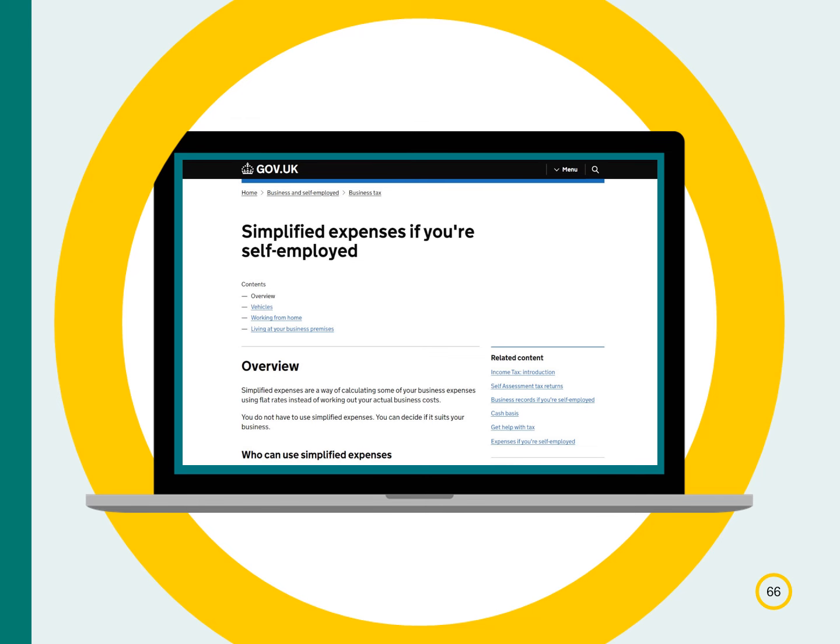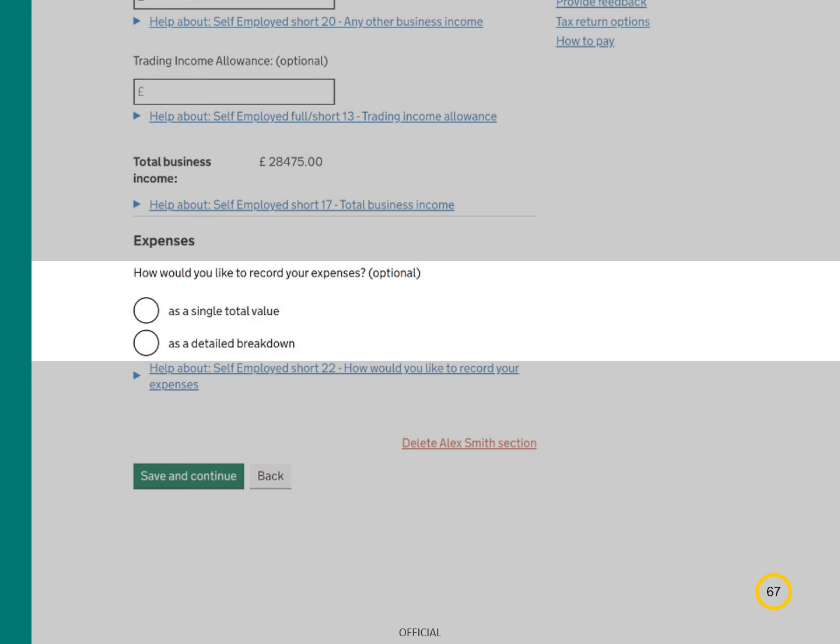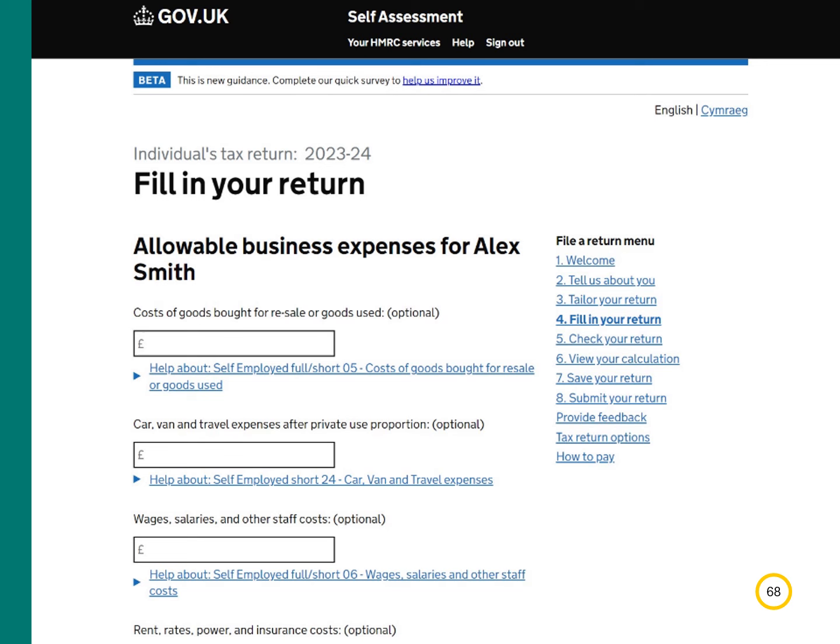We'll now look at entering expenses on the tax return. When your annual turnover is below £85,000, you can choose how you want to record your expenses, either as a single total amount or as a detailed breakdown. If you choose a detailed breakdown, then Save and Continue. This is the next page to complete. There are different boxes for the different types of expenses. The Help About guidance for each box tells you what to include.